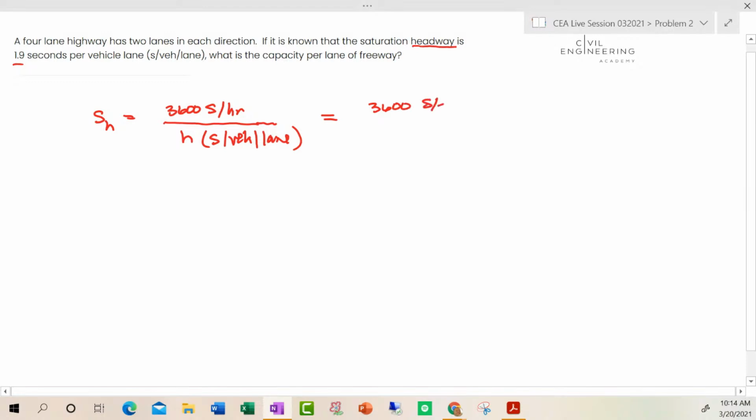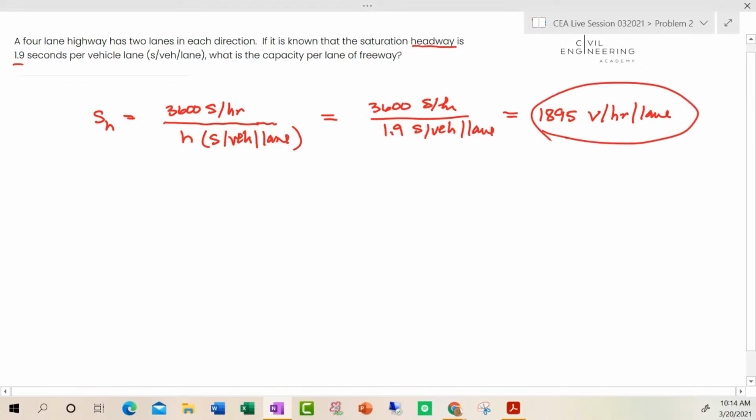So 3,600 seconds per hour divided by our actual headway of 1.9 seconds per vehicle per lane. And we're just going to come up really quick with 1,895 vehicles per hour per lane. And that is our saturation headway. Again, pretty straightforward. But it helps define these terms that pop up on these breadth type questions that you might get.